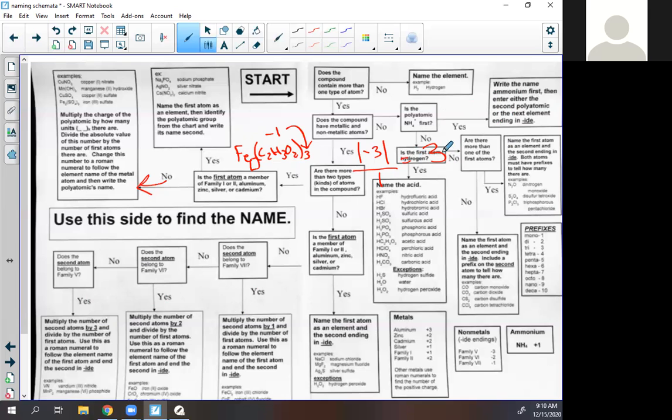All right, so we change this 3 to a Roman numeral. That comes after the name of the metal, which is iron, 3, and then acetate. We okay with that? All right. That's how we do this corner.